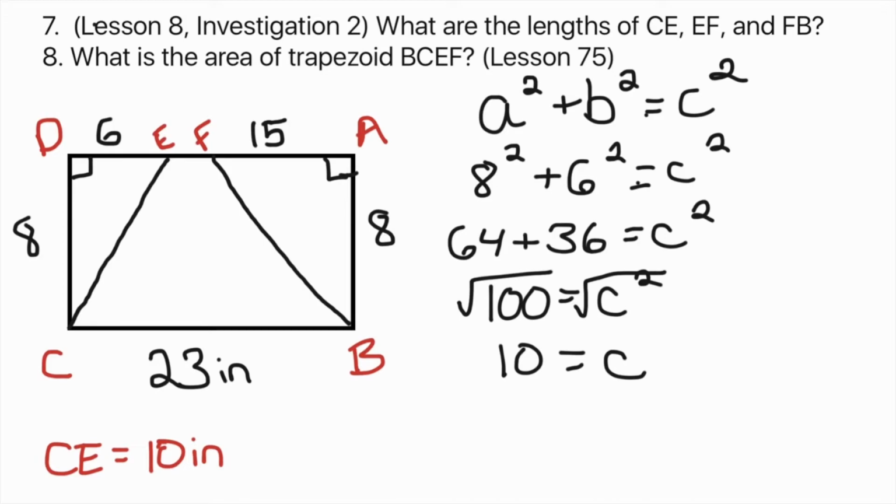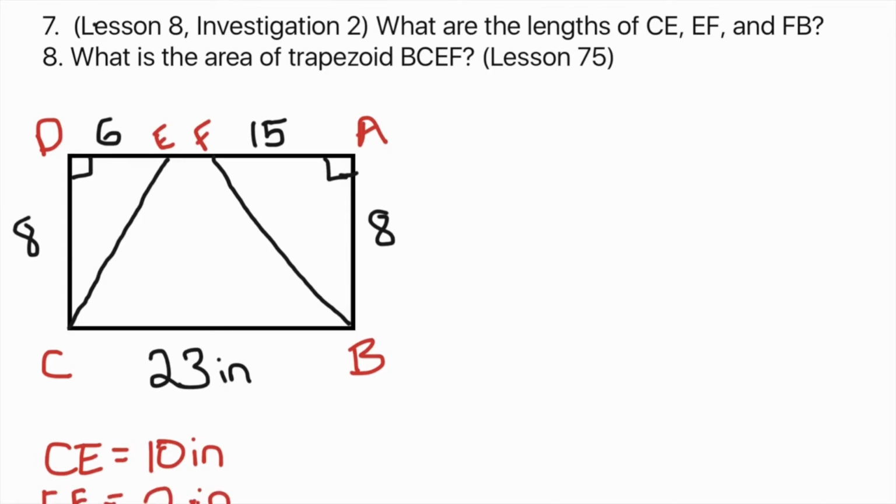Let's look at EF. EF is just that small segment on the top of the rectangle. Now, since this is a rectangle, we know the top and the bottom are both the same size. You can see the bottom is 23 inches and the top has been cut into 3 segments. You have DE, which is 6, FA, which is 15, and EF, which we're trying to find. So if we add 15 and 6, that gives us 21. So we know if the whole thing has to be 23 inches, then EF must be 2 inches.